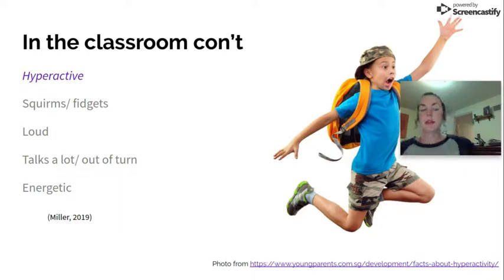So, in the classroom for hyperactive children, these are students that have a lot of energy. You might see them moving around a lot, squirming, fidgeting. They might be loud, they talk a lot, or they talk out of turn. And like I already mentioned, they are energetic. So you might say, this sounds like a normal kid to me. The thing with ADHD, though, with these students, it's a persistent behavior. This kind of hyperactivity happens more often than it doesn't happen.